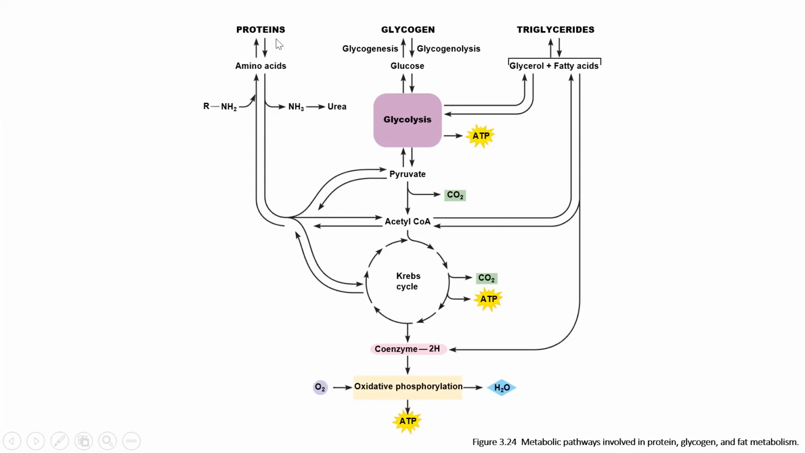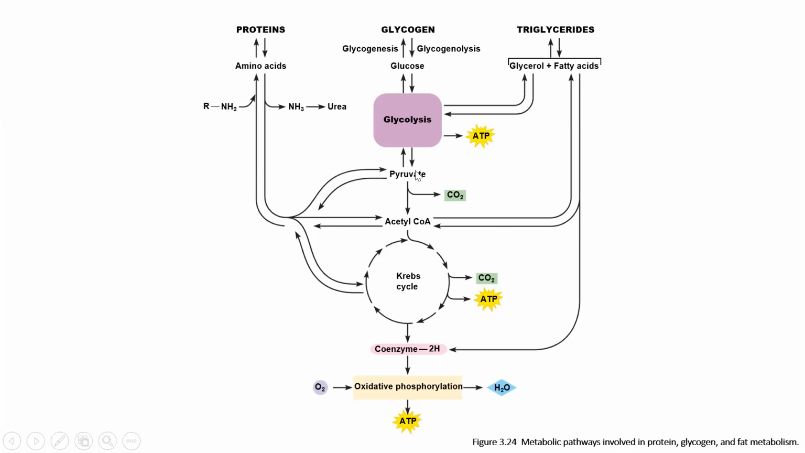As far as our proteins, proteins are broken down into amino acids. Those can be broken down to liberate urea and ammonia. These have really important functions in our kidney. And then the other metabolites can enter cellular respiration at different points.